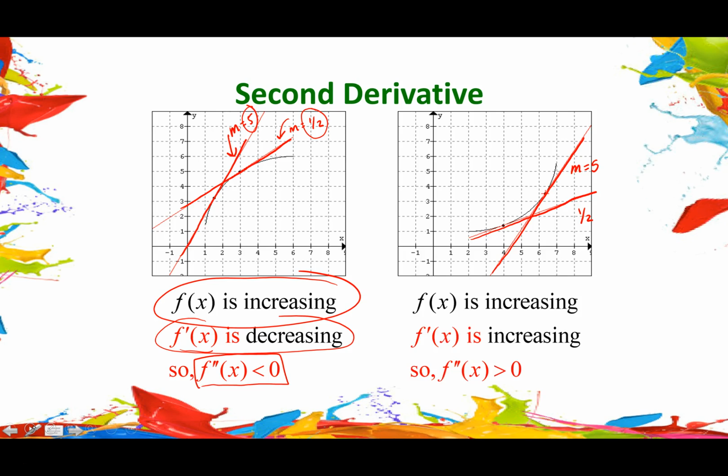Same thing is true here. We have our function that is increasing, and our f prime of x is going from a slope of 1/2 and increasing to tangent line slopes of 5. So our derivative is increasing, which means our second derivative is positive.